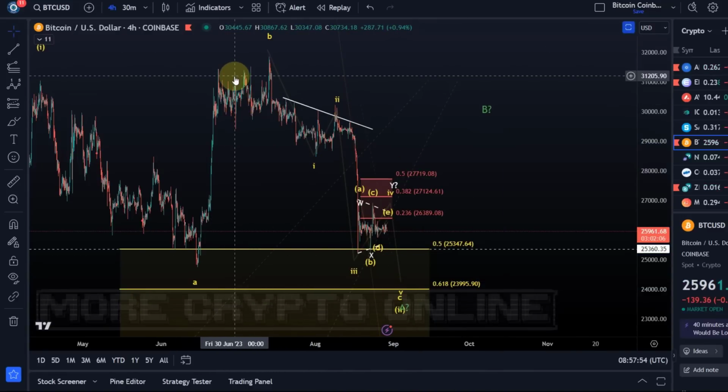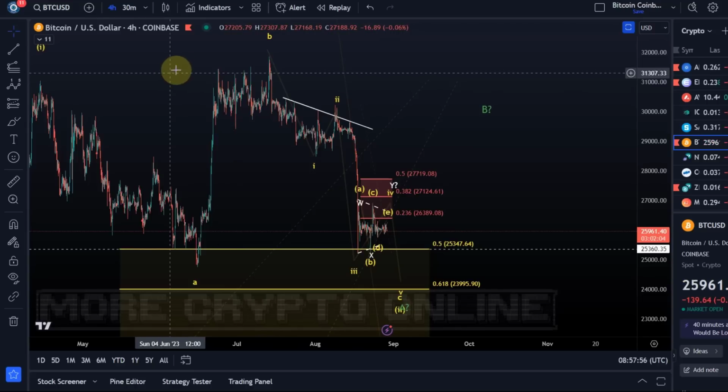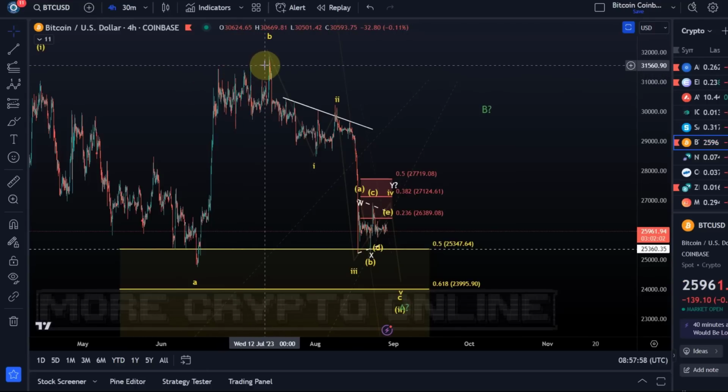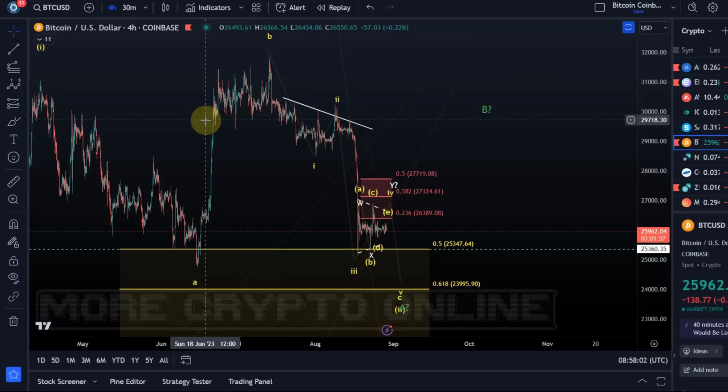So let's see if we get a bit more action today. This week, we've got a lot of unemployment data coming out. We've got the core PCE data, inflation data again. I sincerely hope we see a little bit of movement.